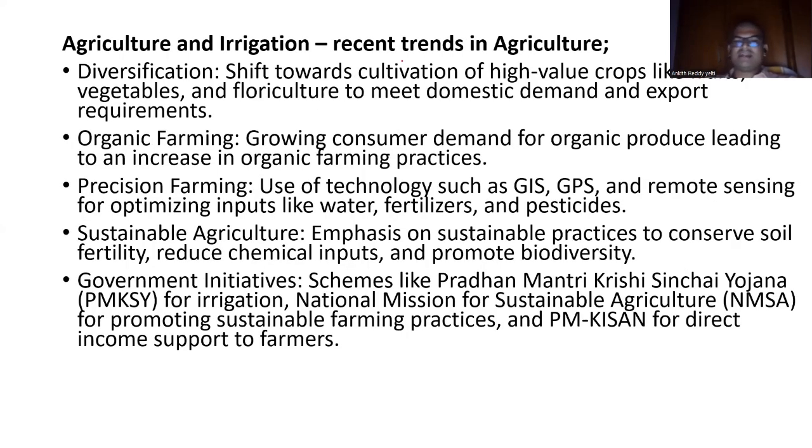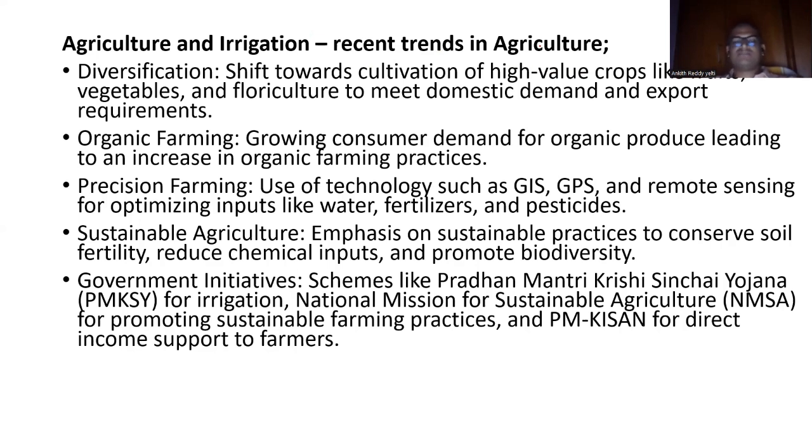Then recent trends in agriculture. So yeah, now slowly we are able to see diversification in crops. The farmers are slowly growing fruits and vegetables, and export-based crops based on requirement. They are growing that particular produce. People are moving towards organic farming.